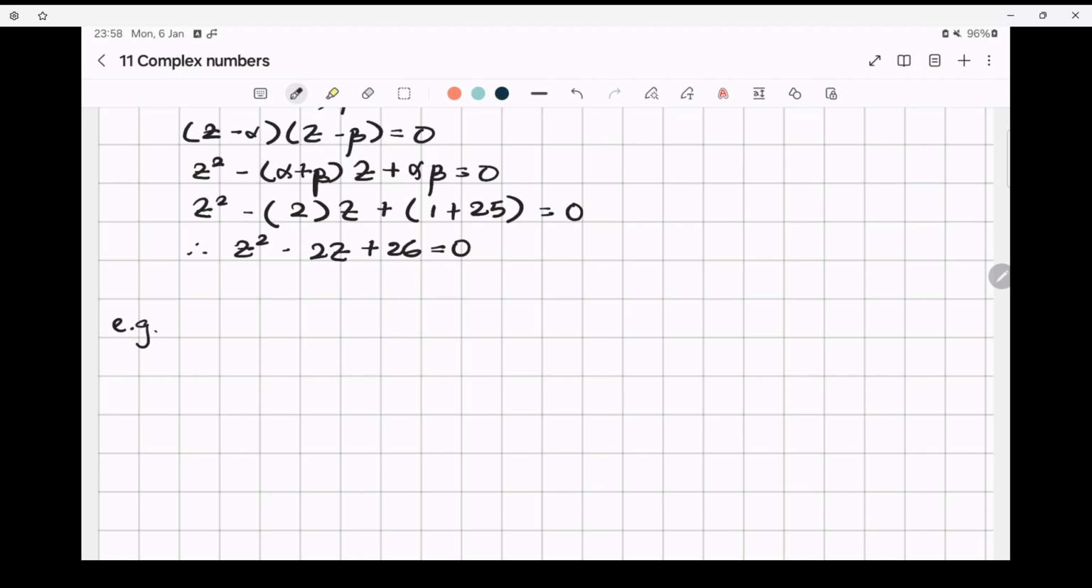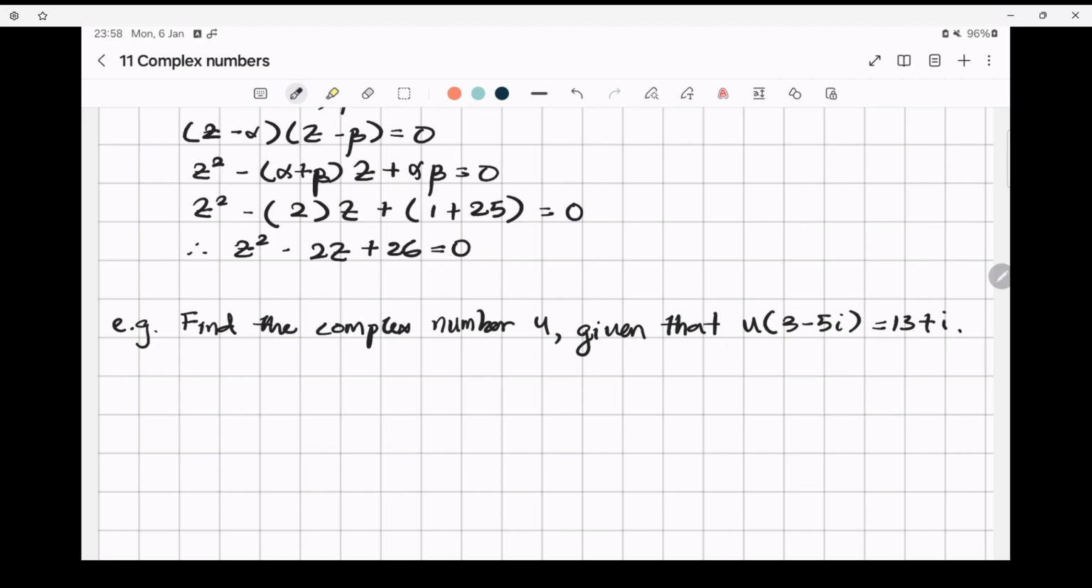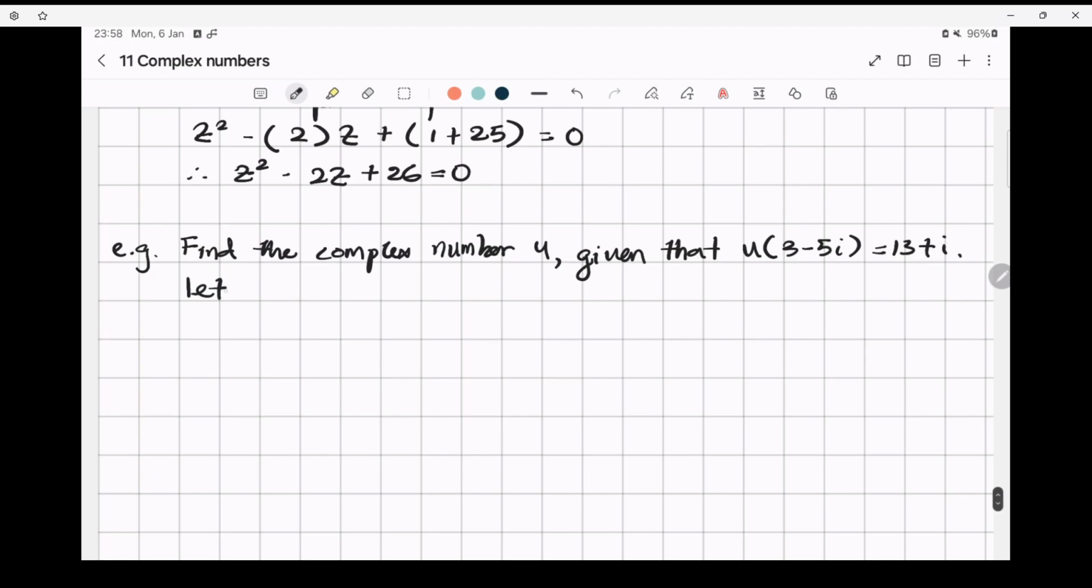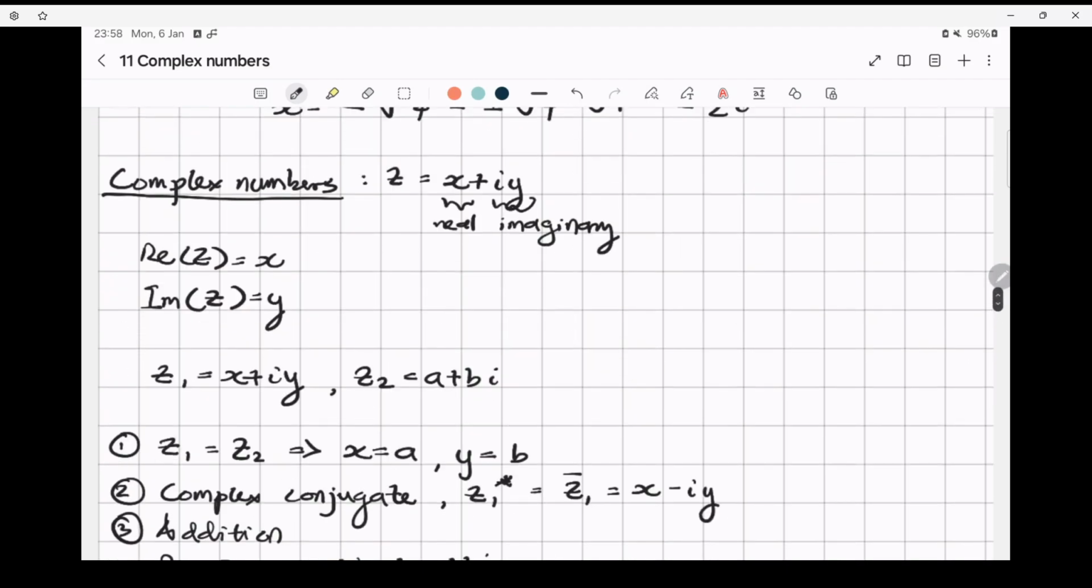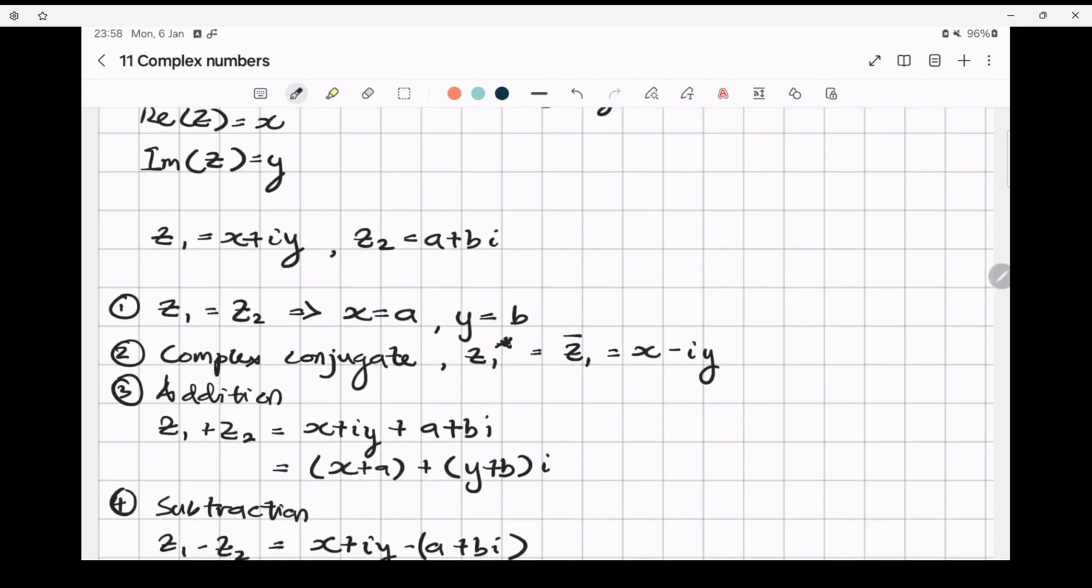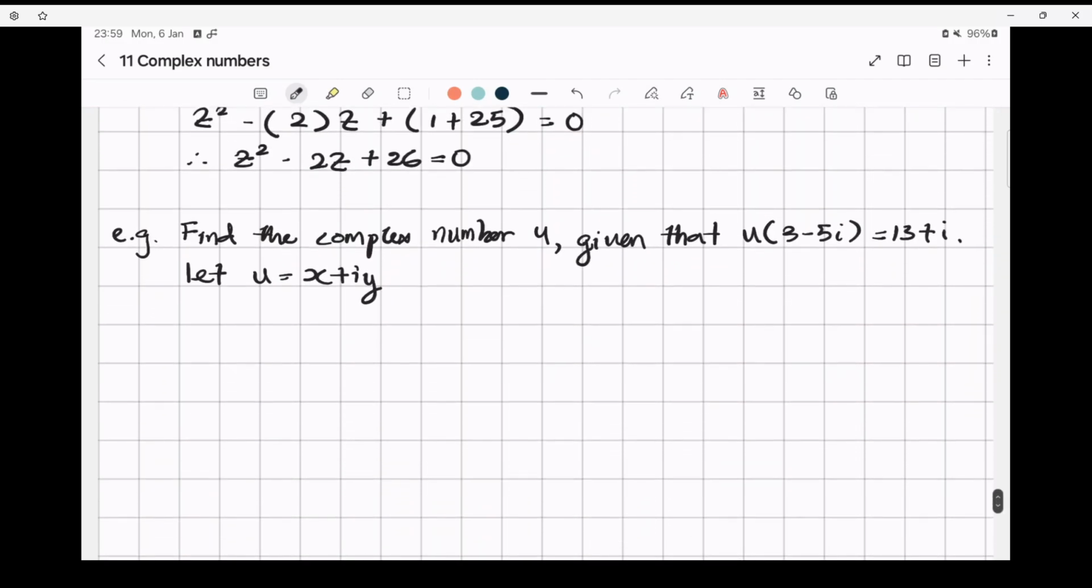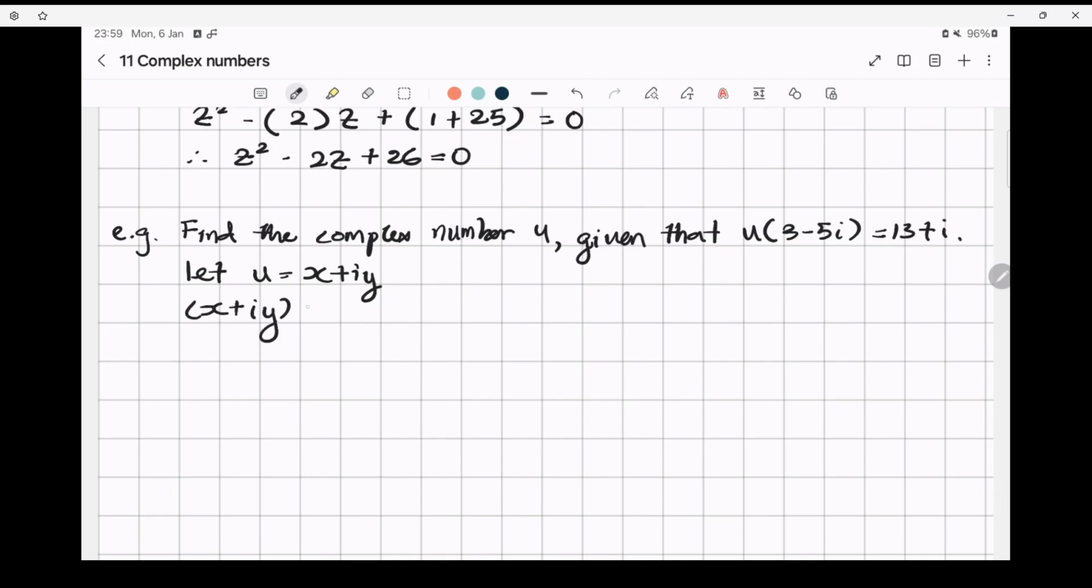Let's look at the second example. Find the complex number u given that u multiplied with (3 minus 5i) equals 13 plus i. You can let u equal x plus iy, and then you multiply together, and make use of the first property, which states that when two complex numbers are equal, you must compare the real part and compare the imaginary part. So (x plus iy) multiplied with (3 minus 5i) equals 13 plus i.